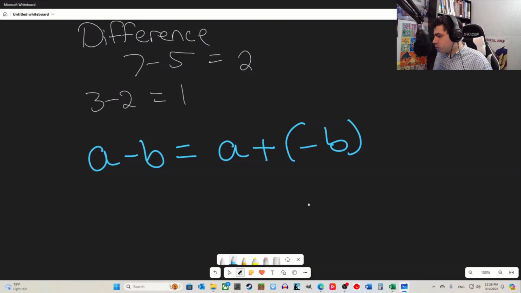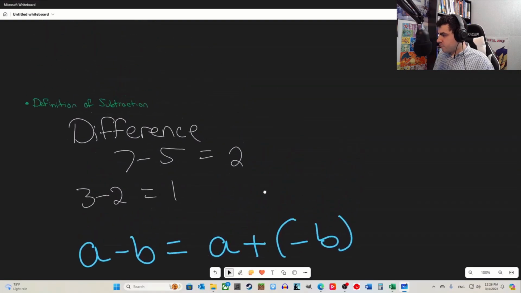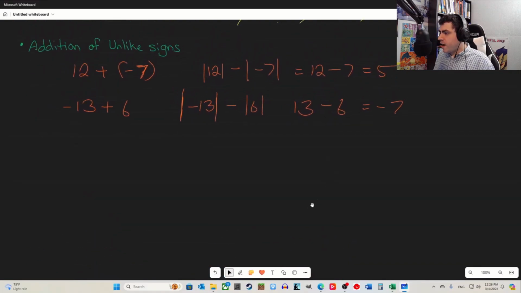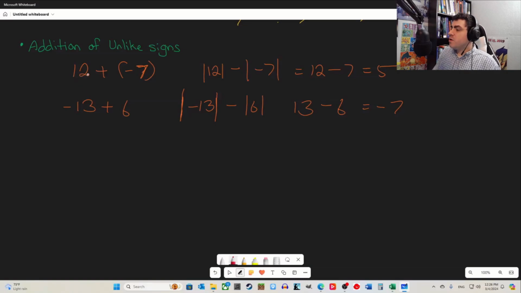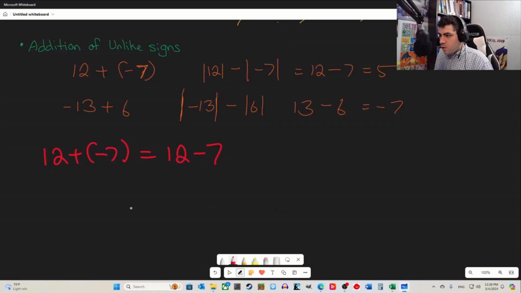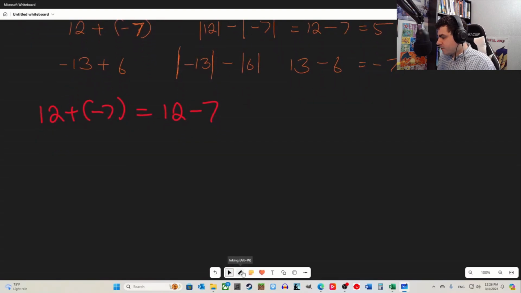So going back to a previous problem, let me scroll up instead of scrolling down. Over here, let's use another marker. Let's go with red. Say we have 12 plus negative 7. It's the same as saying 12 minus 7. Now let's check this other one out. This one here, we swapped it backwards to have the negative sign in the front.